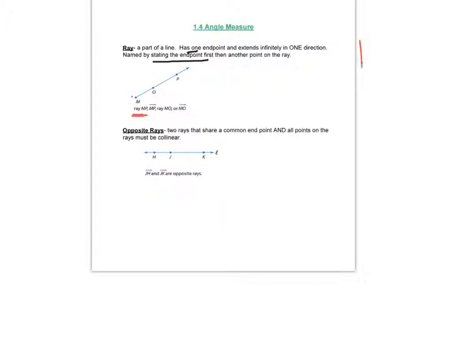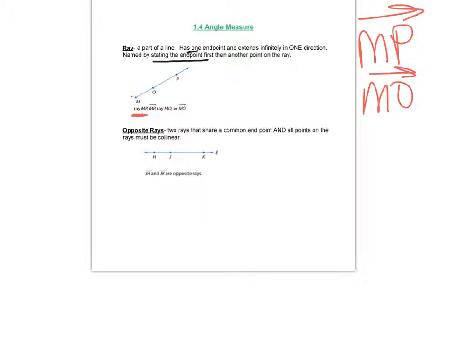Oftentimes you'll see me just write the endpoint and then a point on the ray, and I point into the direction that the ray goes in. You can't do it backwards, it always has to be the endpoint first. We can always call it ray MO or write it as MO with the arrow pointing in one direction.